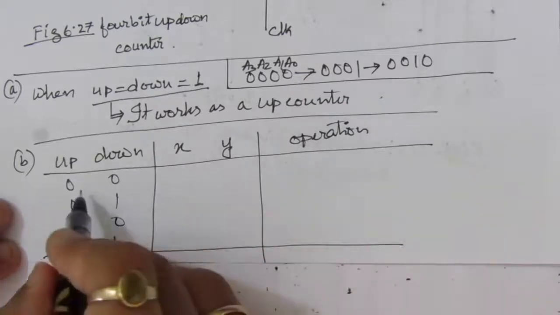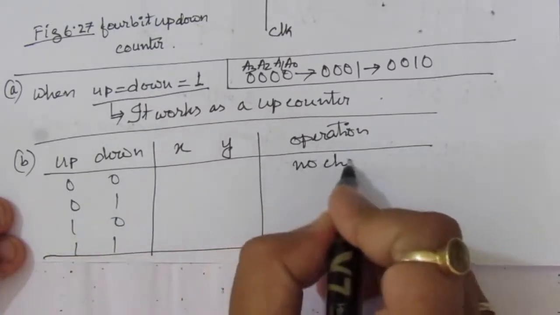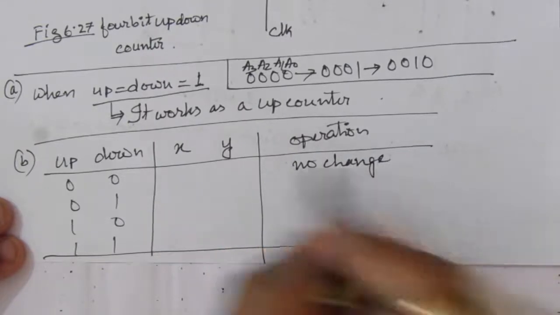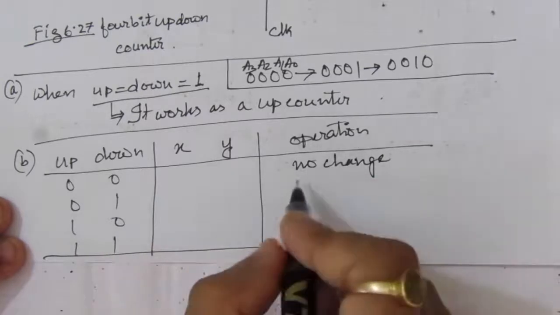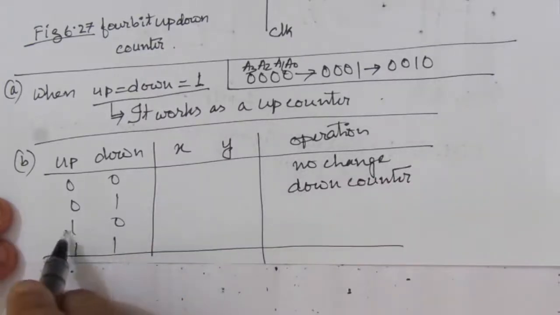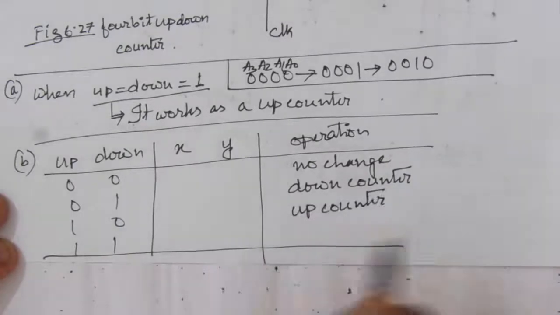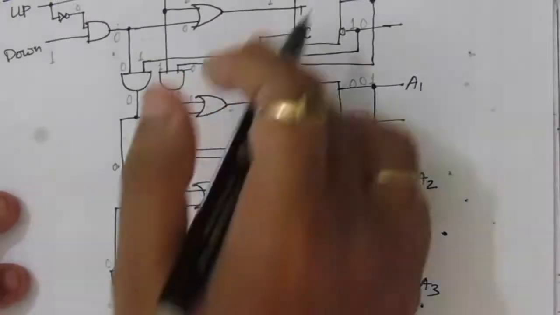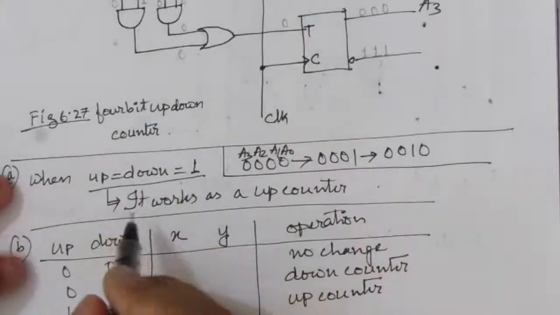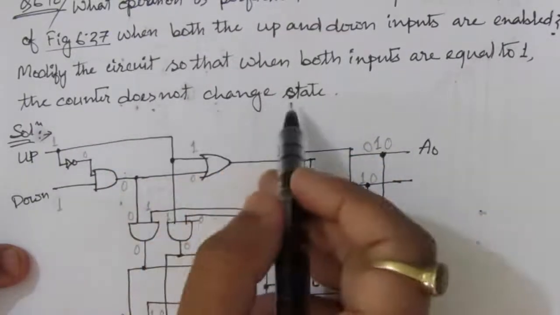Previously, when up and down were both 0, 0, the operation was no change. This is from the book. When we have 0 and 1, that means down is 1, it operates as a down counter. When up is 1 and down is 0, it works as an up counter. And when both inputs are 1 and 1, we have seen in the first part of the problem that it works as an up counter. But in the second part, we are asked to modify the circuit so that it does not change state.